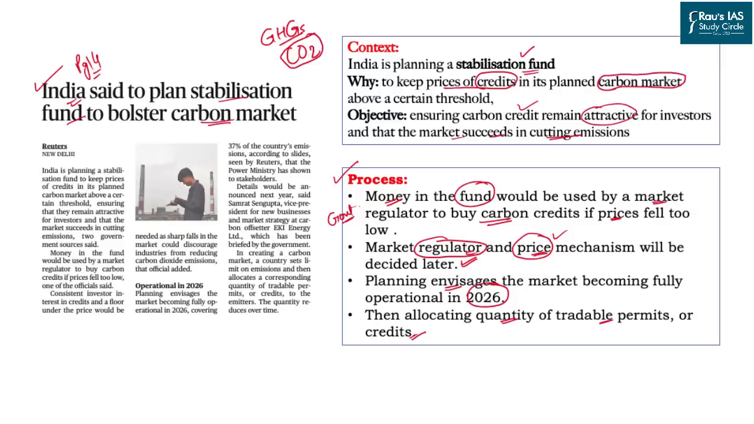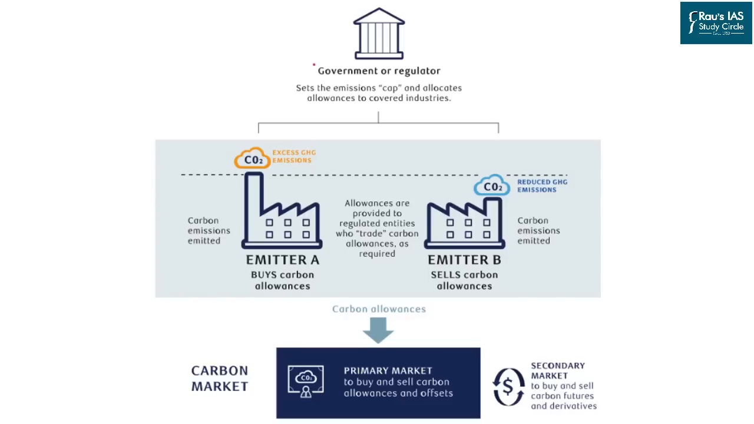Now let us understand the entire story through a simple example. Let's say this is the government. Let's say there's a Ministry of Environment, Forest and Climate Change representing the government. And now this ministry is also representing itself as the regulator. Now this ministry is going to set emission cap and allocate the allowances to be covered under the industry.